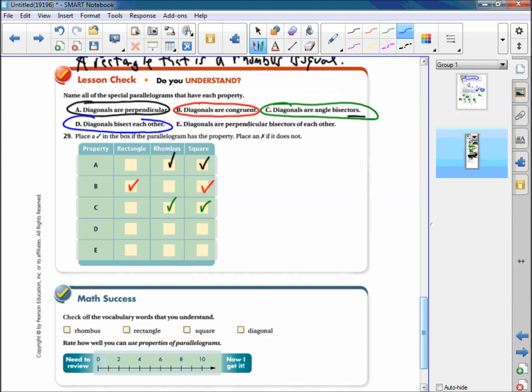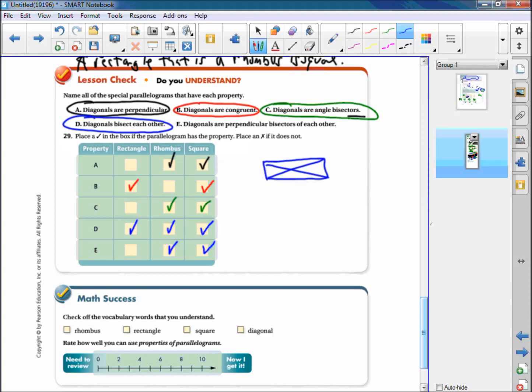Diagonals bisect each other. Now, if they bisect each other, we get all of the shapes. That works for a rectangle, a rhombus, and a square. They bisect each other, so the diagonals cut each other in half. Next, diagonals are perpendicular bisectors of each other. That only works for a rhombus and a square. Perpendicular is not going to work on a rectangle. A rectangle has congruent diagonals, but they don't bisect each other to form perpendicular.